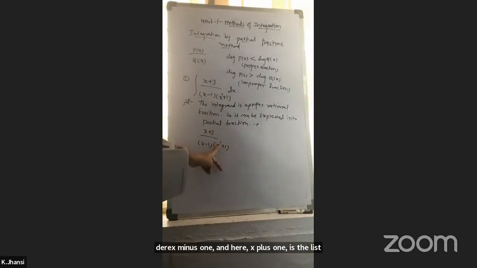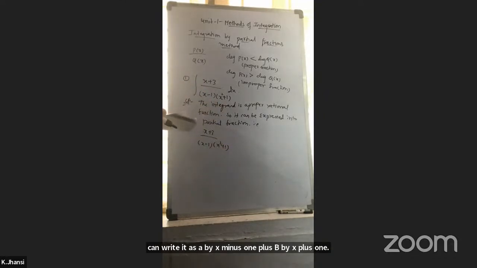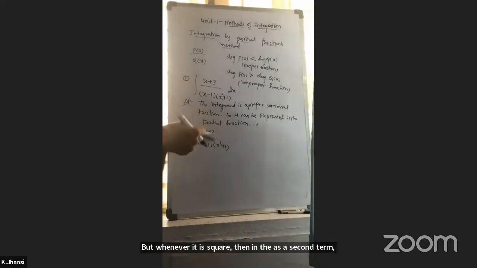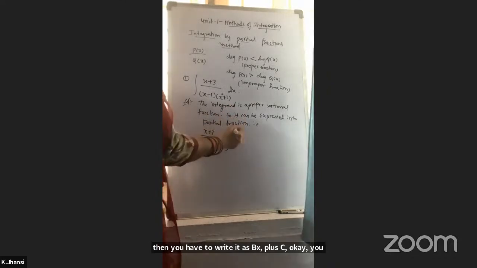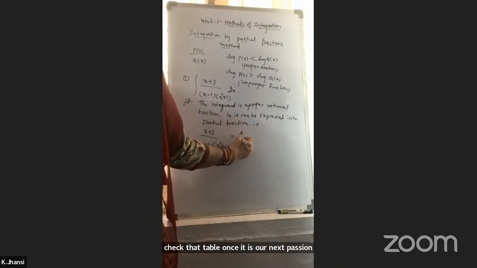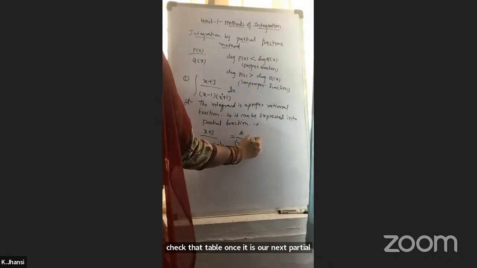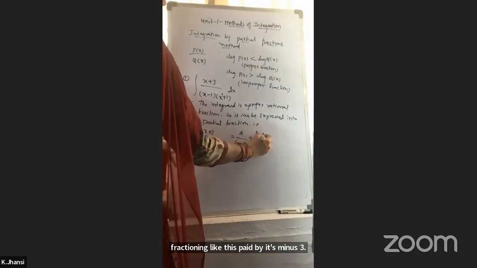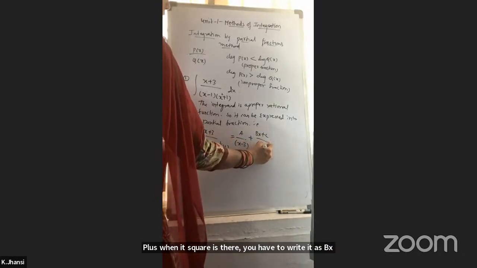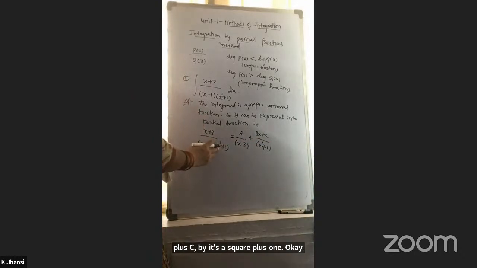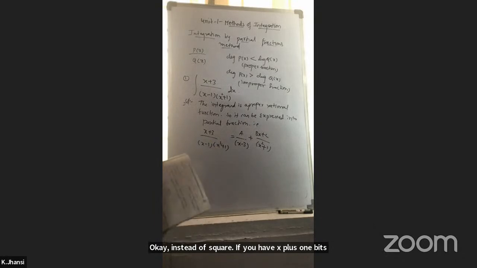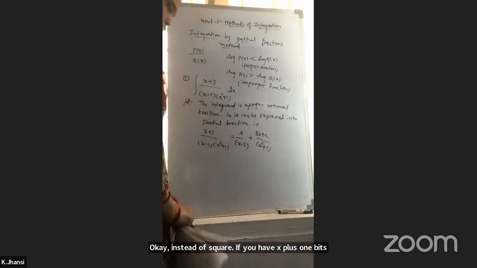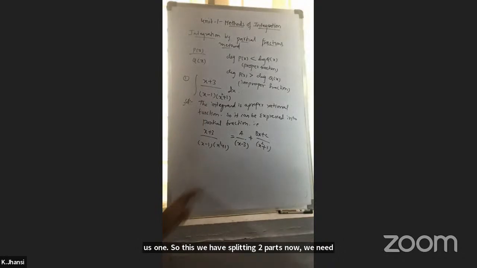But whenever there is a square in the second term, then you have to write it as bx plus c. Check the table once. It is resolved as a partial fraction like this: a by x minus 3 plus, when the square is there, bx plus c by x square plus 1. Instead of a square, if you have x plus 1, we'll write b by x plus 1. So we have split this into partial fractions. Now we need to find the a, b, c values.